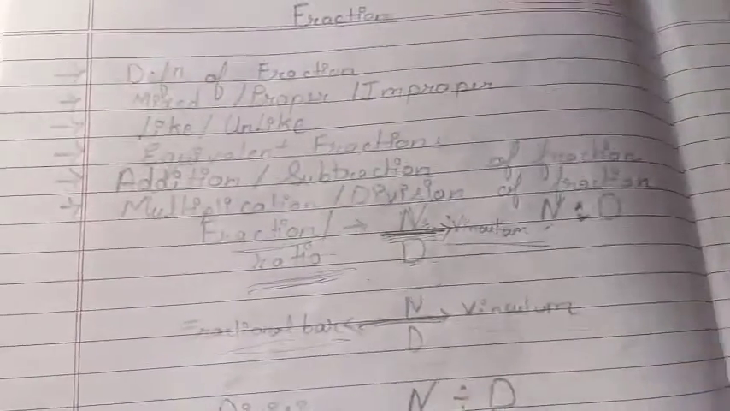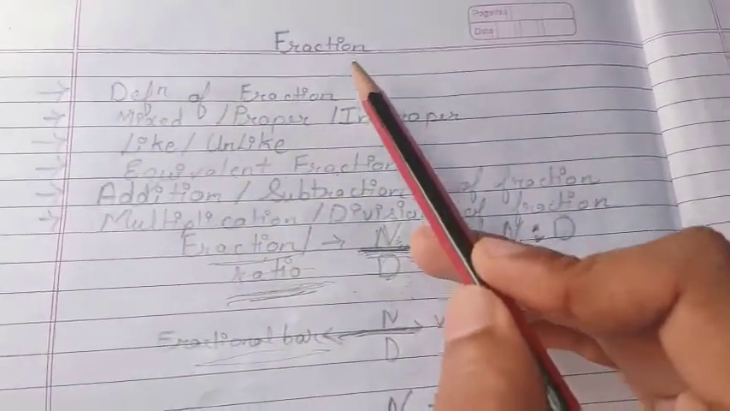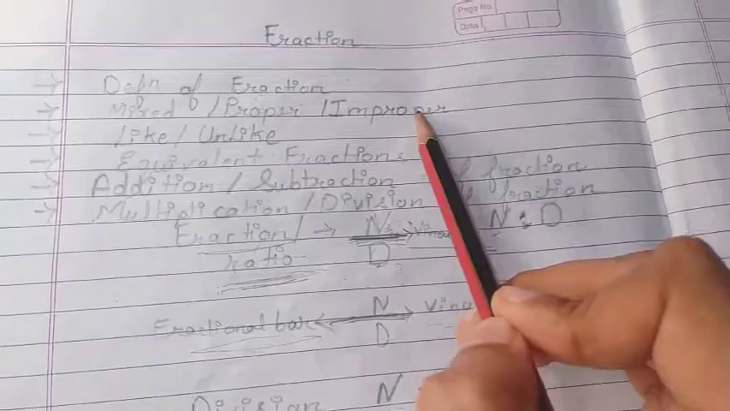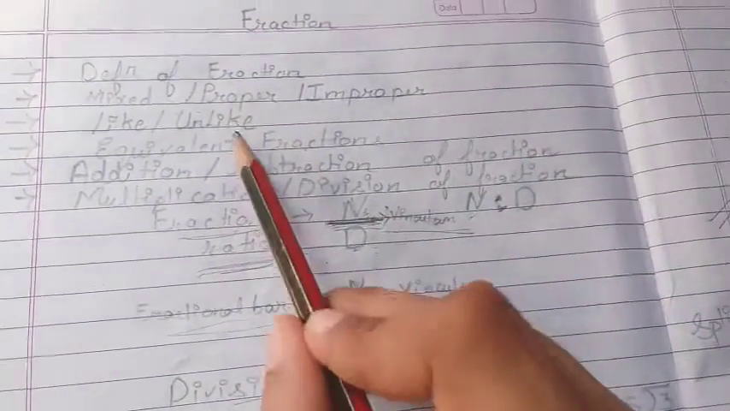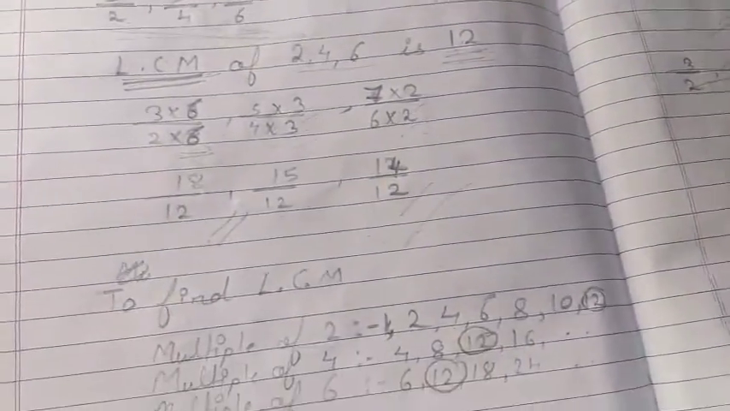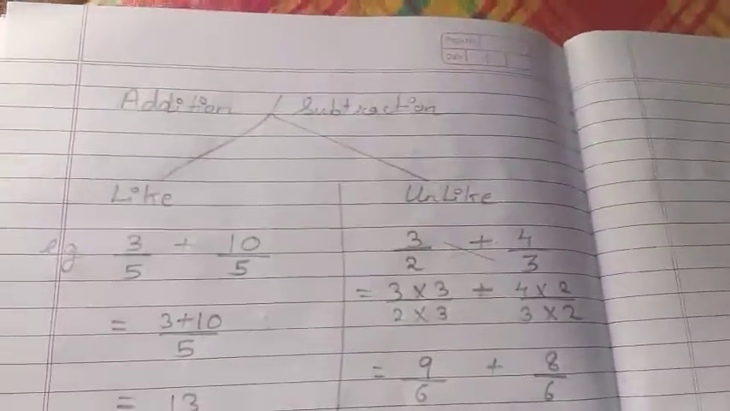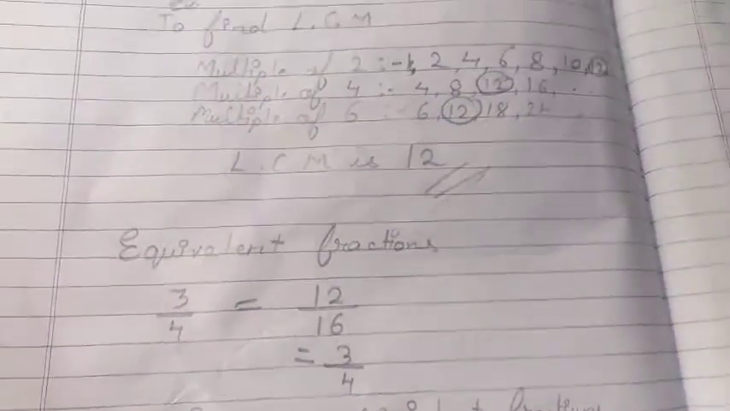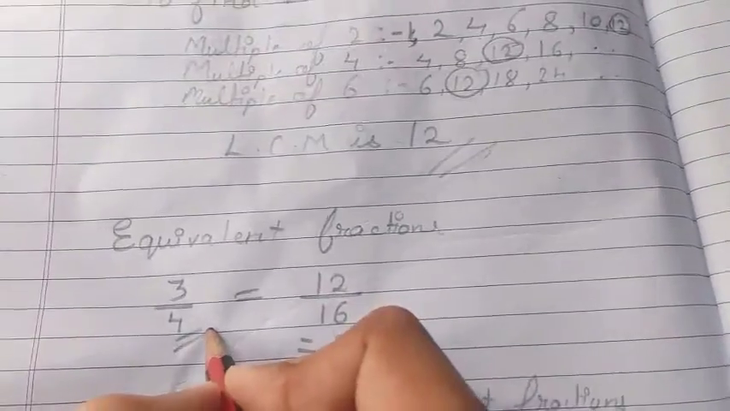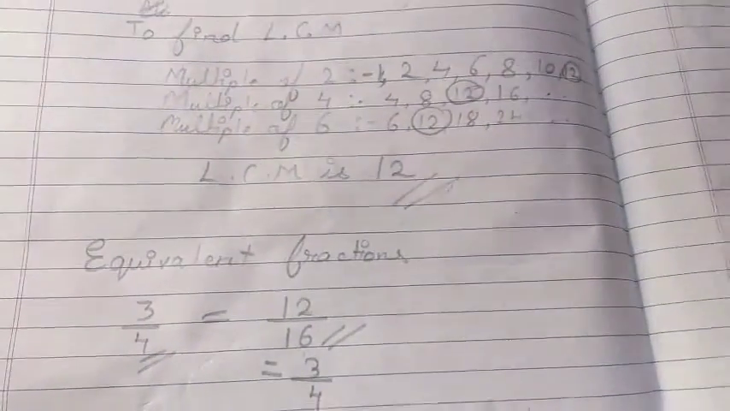Because in part 1 we dealt with the definition of fraction, mixed, proper and improper fractions, like and unlike fractions, and their conversion. Now we are going to start with the equivalent fraction. Equivalent stands for something which is equal. So now check out these two fractions, 3 by 4 and 12 by 16.